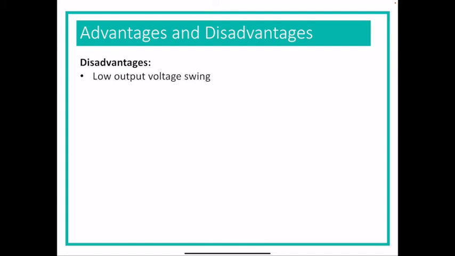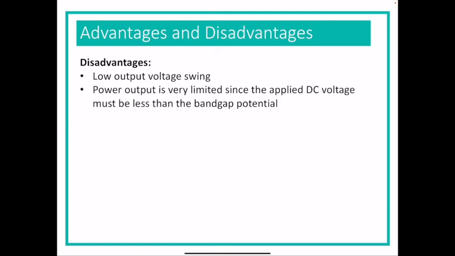Disadvantages. Well, the output voltage swing is really, really low because it's a diode. The power output is limited because the applied DC voltage, if you want to get in this tunneling area, has to be less than the band gap potential. So you know the forward biasing voltage of diodes tends to be relatively small. So this is a definite disadvantage.